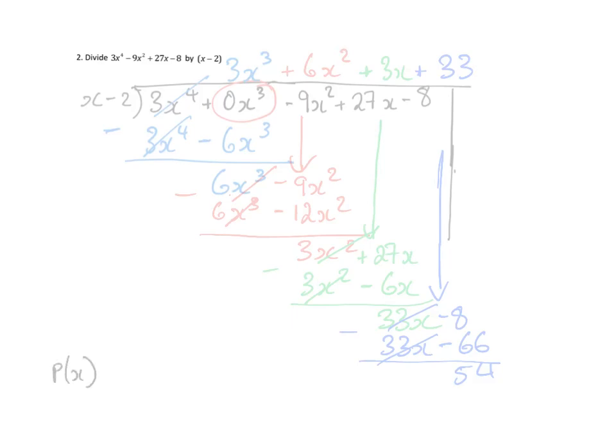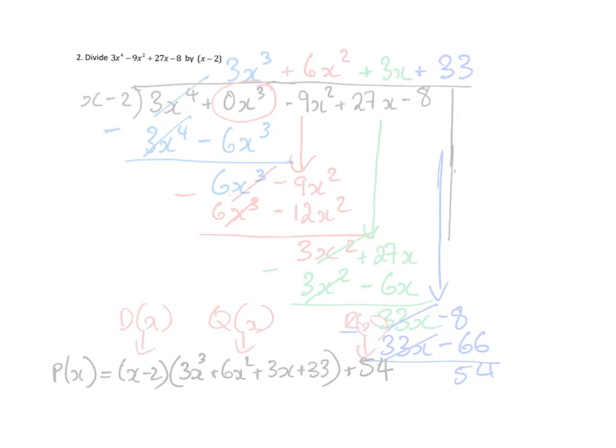So the final thing to do here is write it in the right format. P of x is equal to x minus 2 outside of. Now our quotient is the answer to a division, which is 3x cubed plus 6x squared plus 3x plus 33. And don't forget to add on your remainder. And so now that is your d of x. This is your q of x. And that is your r of x. All right, so that is division of polynomials.